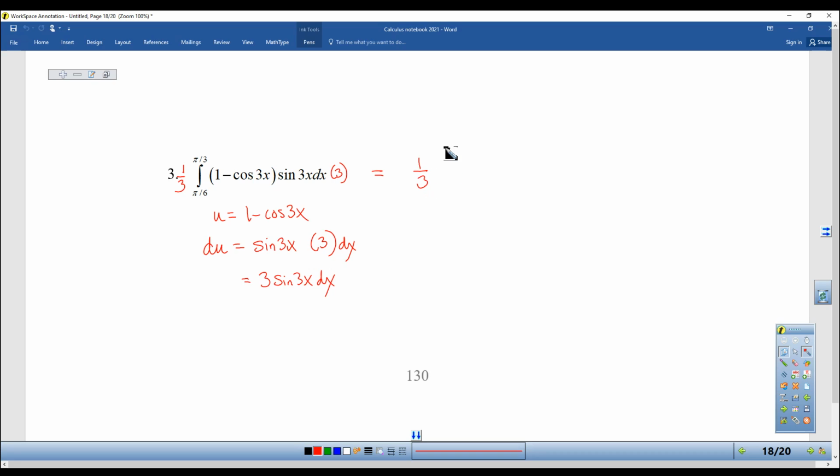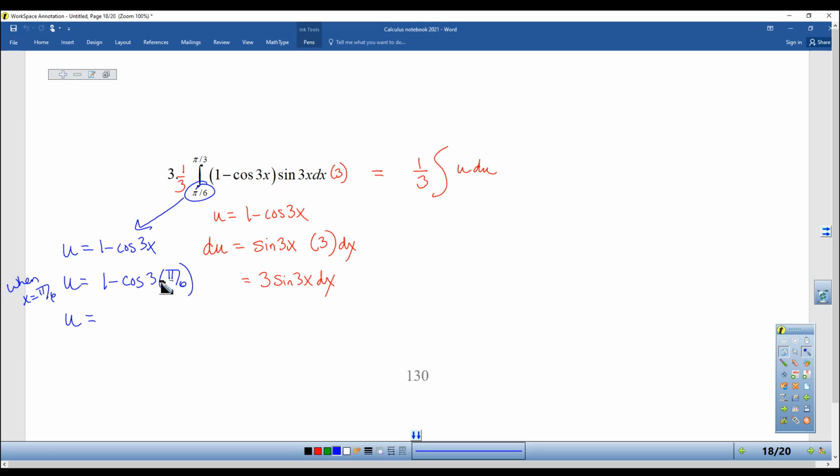This is going to give me 1/3 u du. Very easy integral. Let's change our limits of integration. So I have this little thing that says u is 1 minus cosine of 3x. When x is pi/6, what is u? So when x is equal to pi/6, what is u? 1 minus cosine of 3 times pi/6.